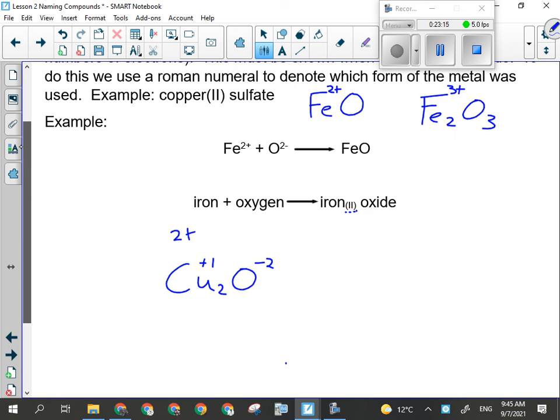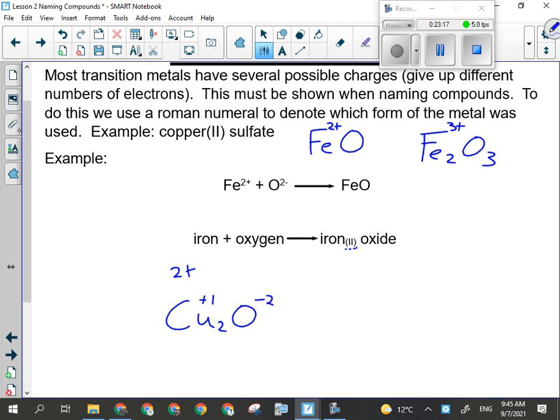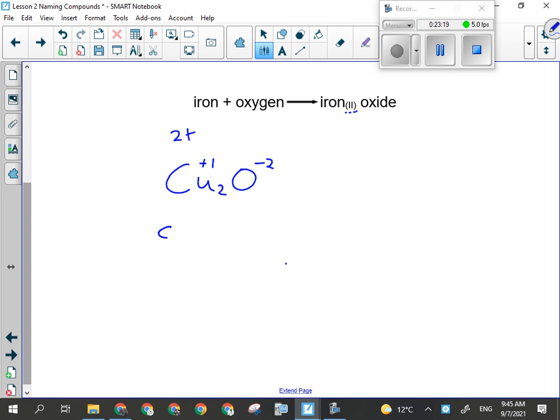Okay, so when we're naming these things, we have to put in a Roman numeral. So this stuff would be called copper 1 oxide. Okay, we still don't put in any prefixes. We still change the ending of the nonmetal to -ide. All we do is add in a Roman numeral if the metal we're using has more than 1 possible charge.